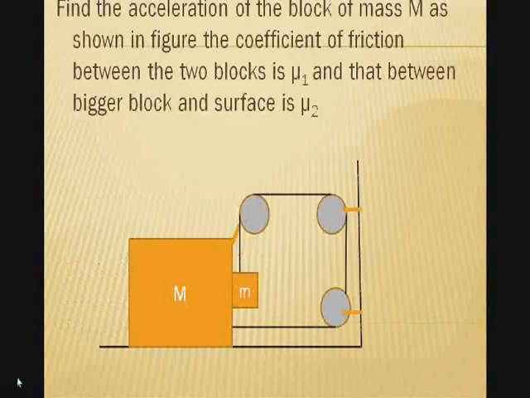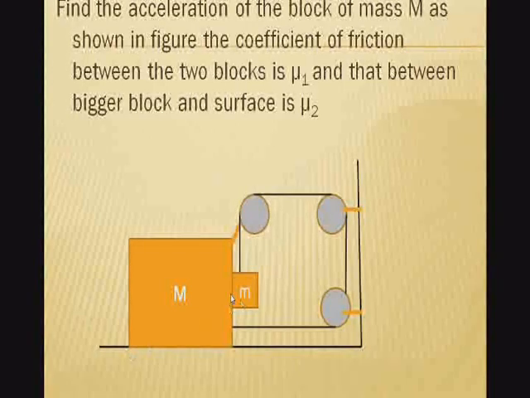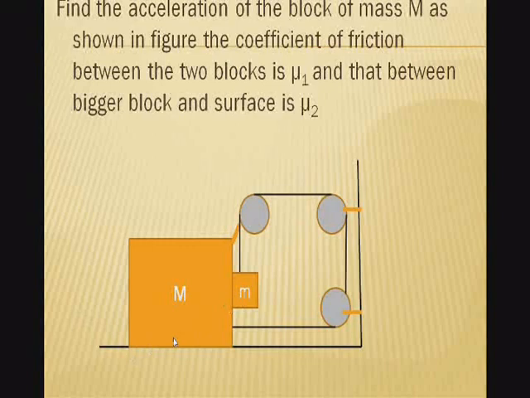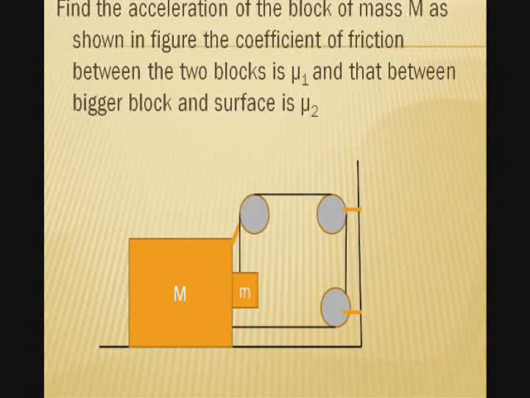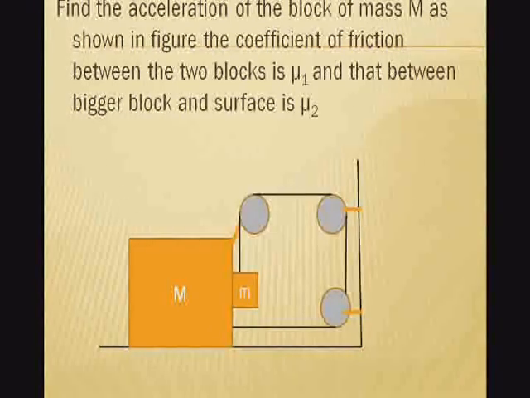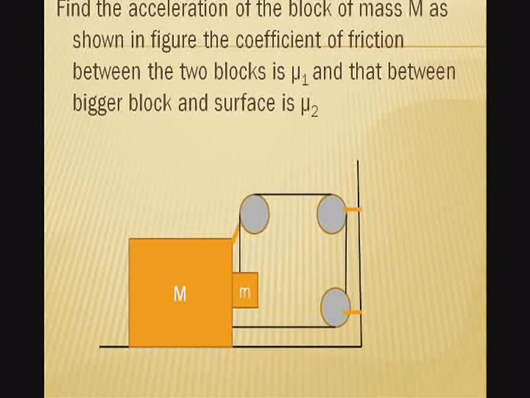In this question, we have to find out the acceleration of the block of mass m, and friction is acting between the two blocks as well as between the floor and the block. So first of all, we will find out the relation between the accelerations of both the blocks.